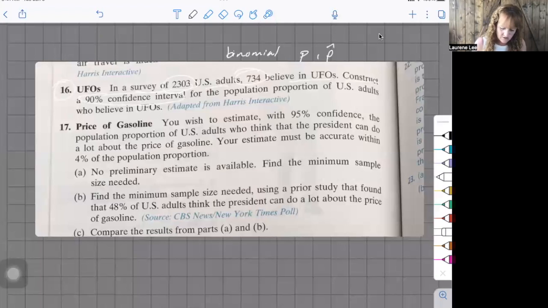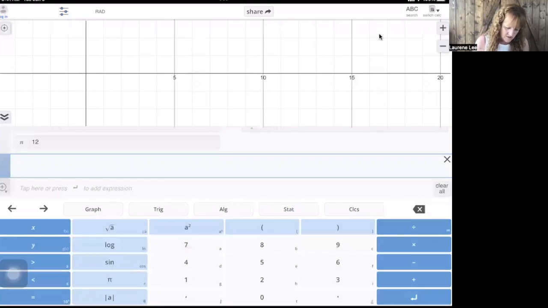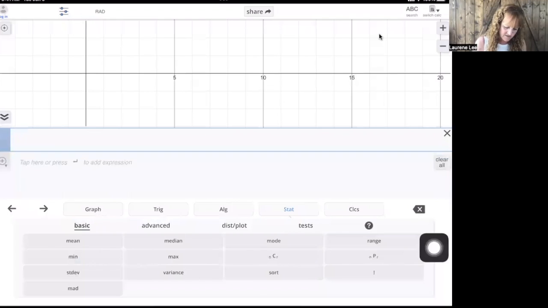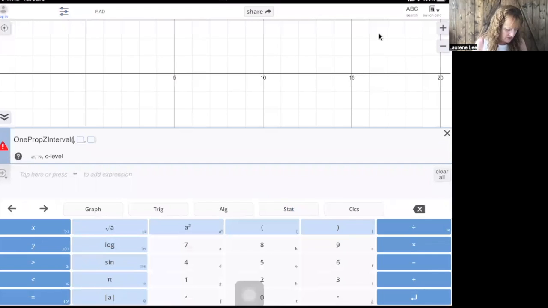All right, so on ClassCalc, we go under stats, we're going under tests, same place as all the others. And it's called a 1 prop Z interval. So it's a 1 proportion, it's a population proportion. And the population proportions are actually based off of a Z distribution instead of the T distribution. So we're going to click that and we're going to look at what they want us to enter.